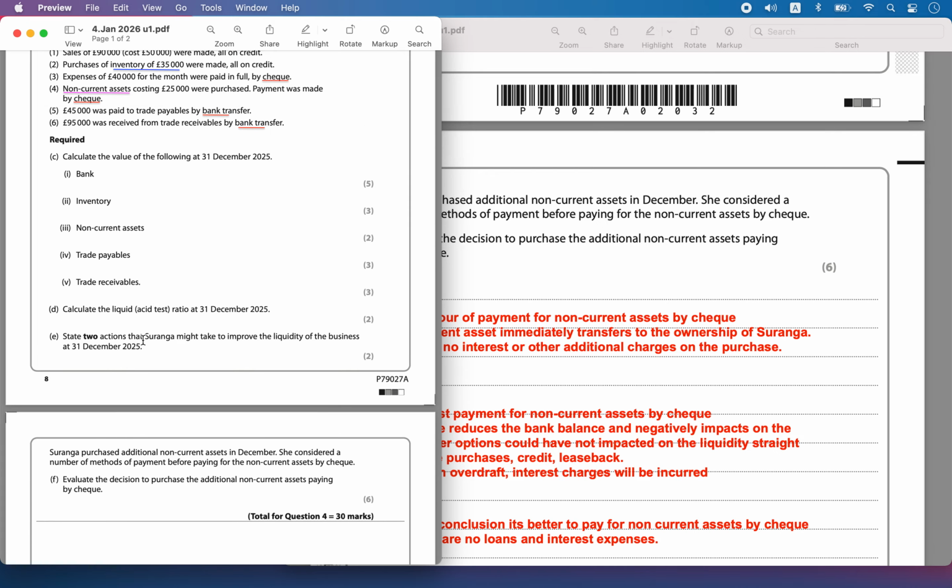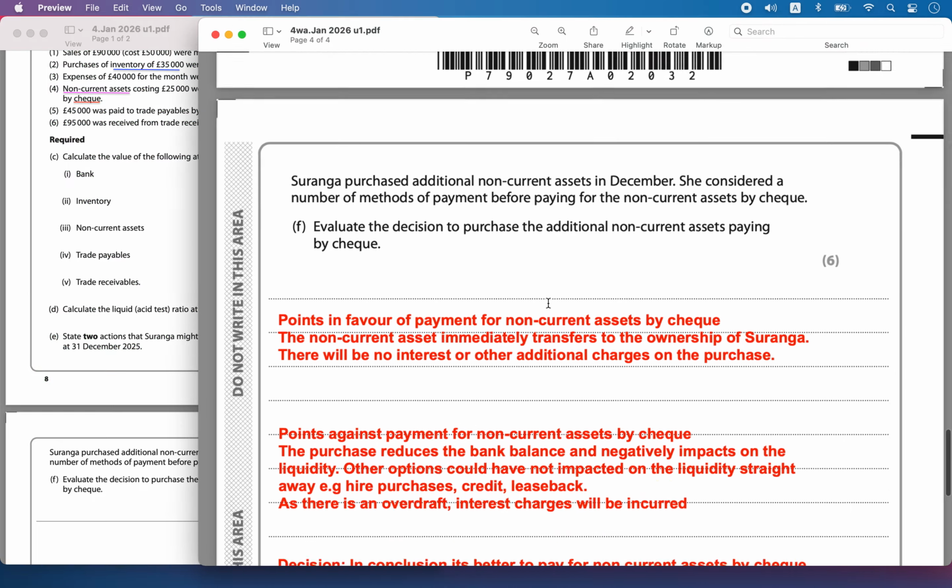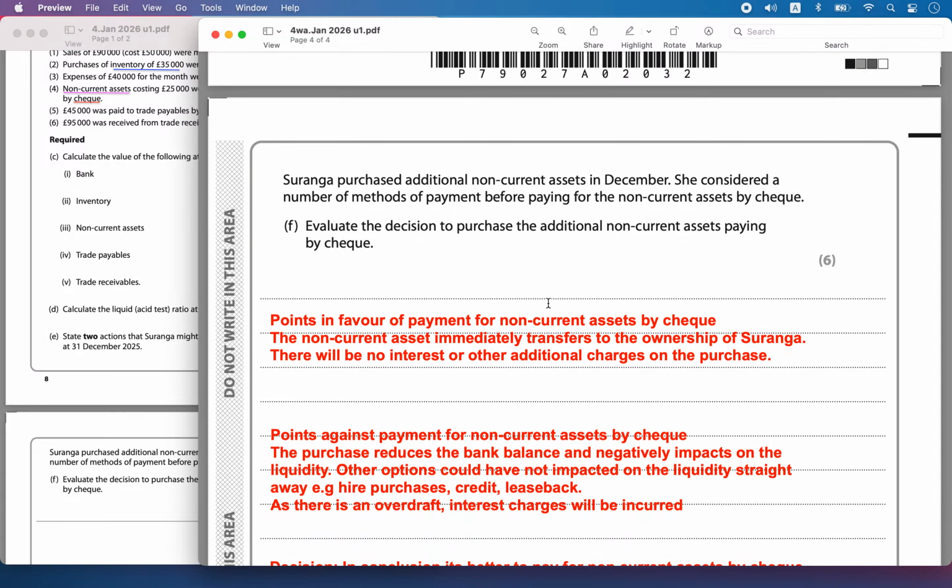Okay. So in the earlier part, we were asked to calculate the ratio and two actions to improve the liquidity of the business. So again, this question is about purchasing a non-current asset using the check. So points in favor of payment for non-current assets by check.